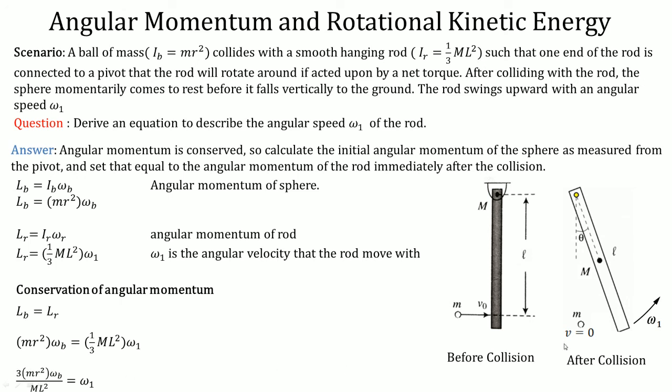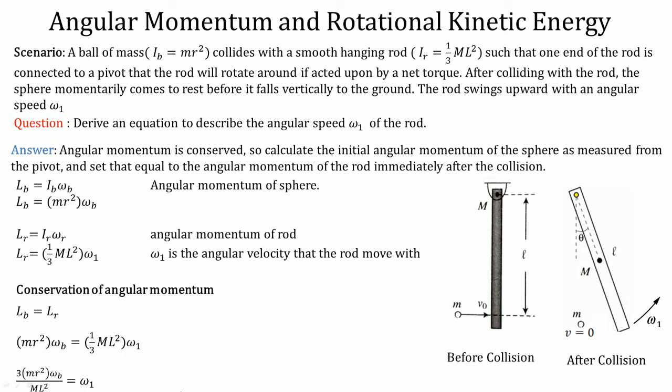Notice that this collision is elastic because the ball's velocity was completely transferred into the rod's energy. Sorry, the momentum of the ball is completely transferred to the momentum of the rod. Okay, velocity was transferred. This is when momentum is conserved, and this is when kinetic energy is also conserved. The system is closed in this case, right?